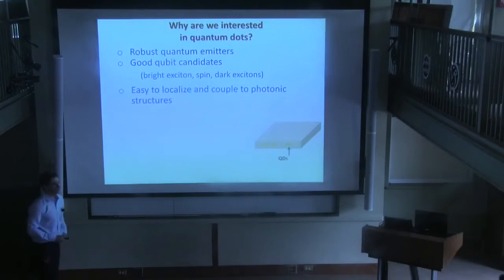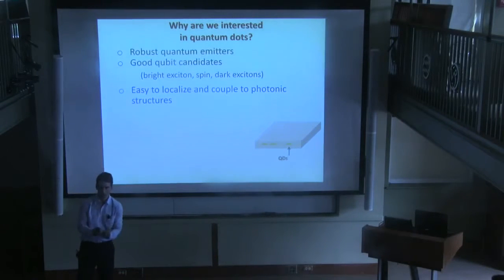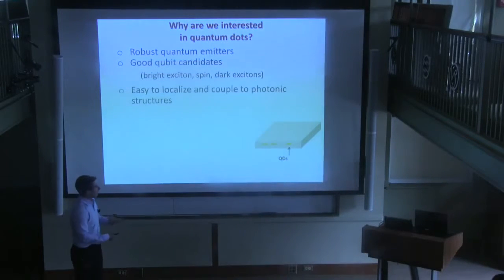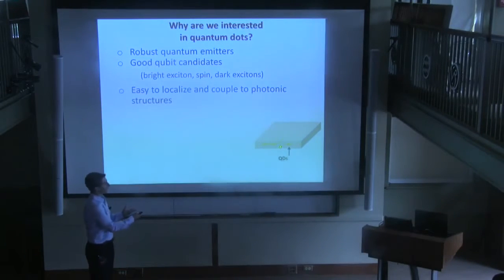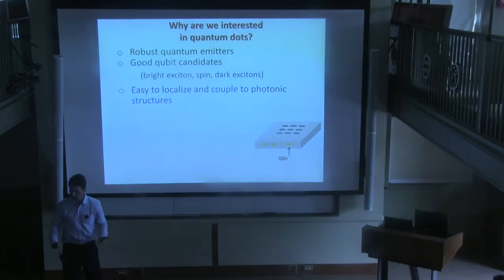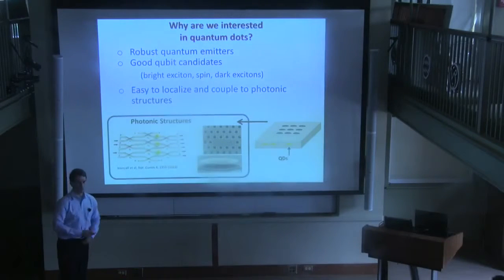But most importantly for us, the dots are already embedded in a solid matrix. So we already have them trapped in a solid. We don't have to use atom trapping technology, which really simplifies things for us. And also, fortunately, that matrix is a high index material. Gallium arsenide has an index of refraction of 3.6. So simply by patterning the surrounding substrate, we can make nanophotonic structures that are directly coupled to quantum dots.